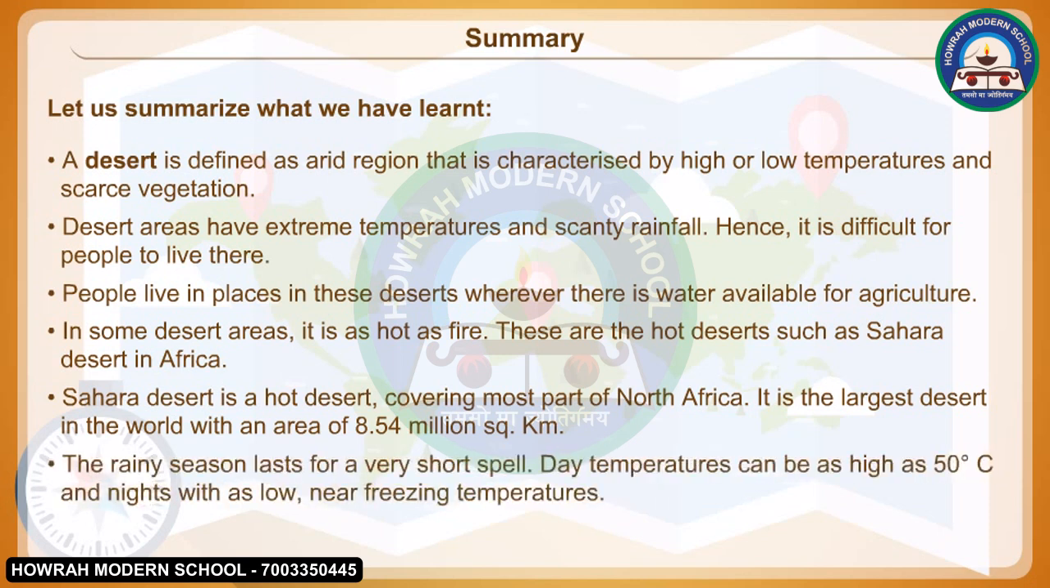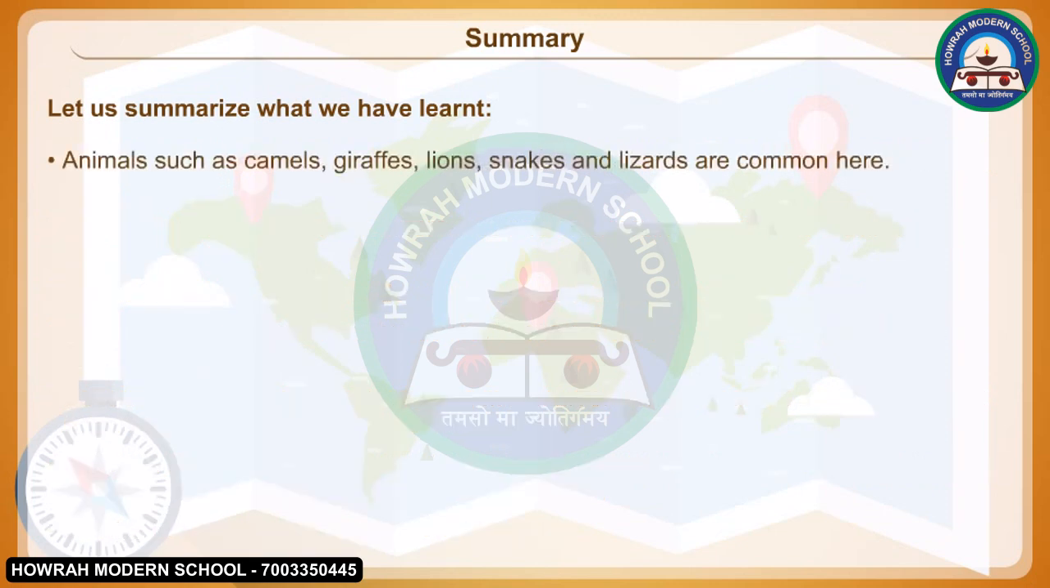The rainy season lasts for a very short spell. Day temperatures can be as high as 50 degrees Celsius and nights are low, with near freezing temperatures. It is rich in oil, iron and other mineral resources. Animals such as camels, giraffes, lions, snakes and lizards are common here.